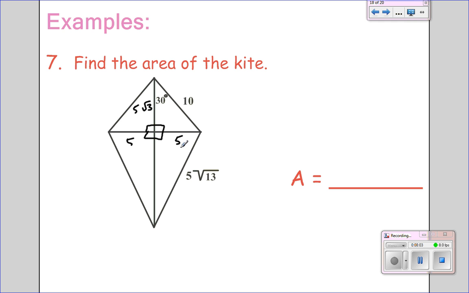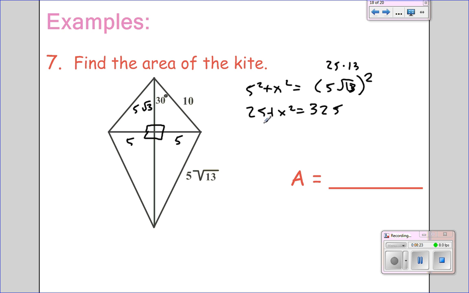Now for here, I have to do the Pythagorean theorem. So 5 squared plus x squared equals 5 root 13 squared. So 25 plus x squared equals, okay, so to square this thing, you square the outside, so it becomes 25 times the inside, which is 13, which becomes 325. Subtract 25, so x squared equals 300, and square root it, so that's 100 times 3, so 10 root 3.